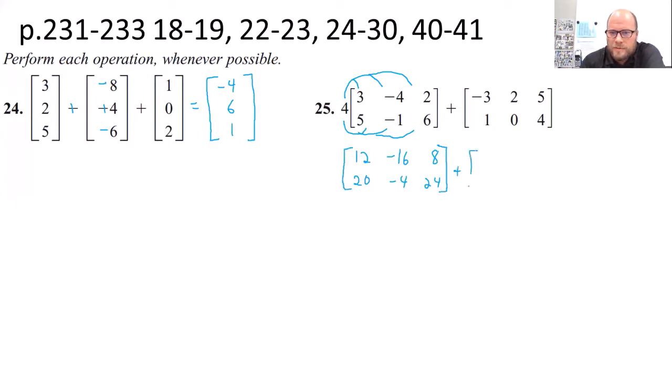Now, both of these matrices are the same size, so we can go ahead and add these two together. Adding the corresponding positions, 12 and -3 is going to be +9. -16 and 2 is -14. 8 and 5 is 13. 20 and 1 is 21. -4 and 0 is -4. 24 and 4 is 28.